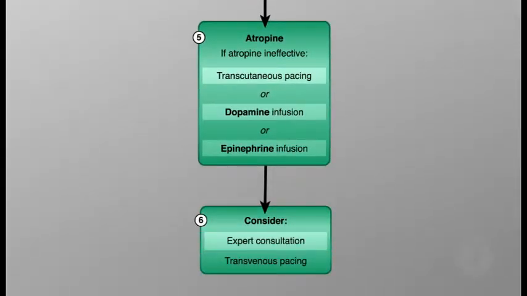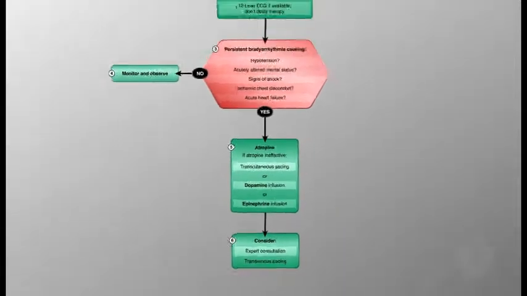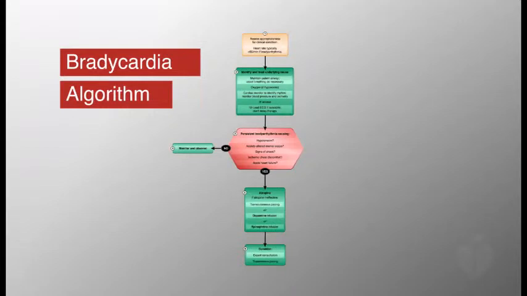Prepare for transvenous pacing and search for and treat contributing causes. Bear in mind that the treatment sequence in the algorithm is determined by the severity of the patient's condition. You may need to implement multiple interventions simultaneously. If the patient goes into cardiac arrest, go to the cardiac arrest algorithm.